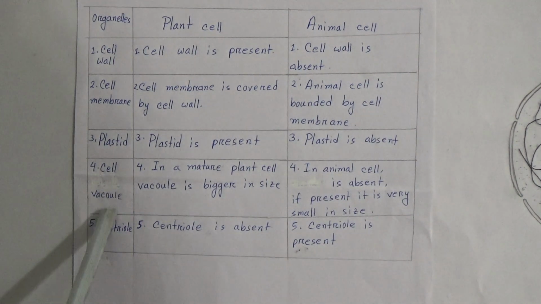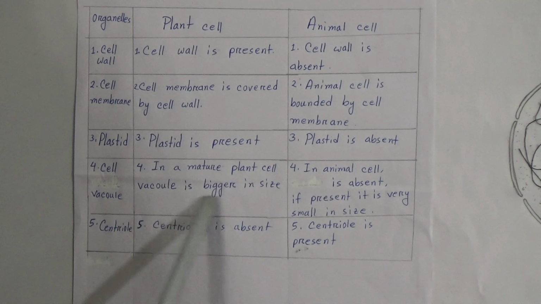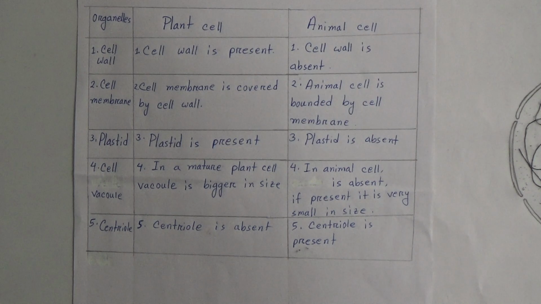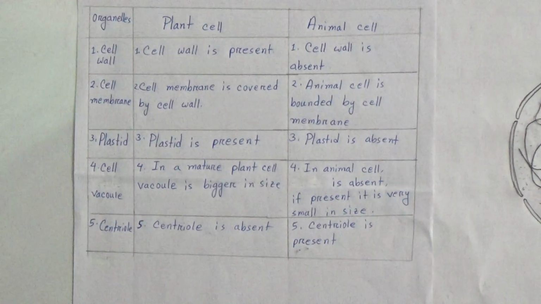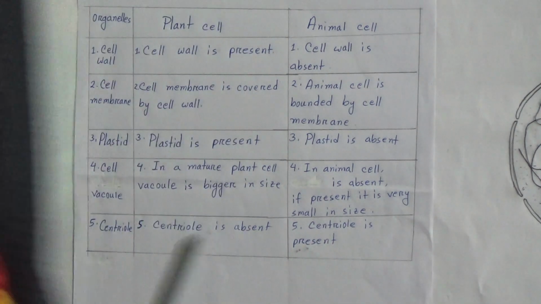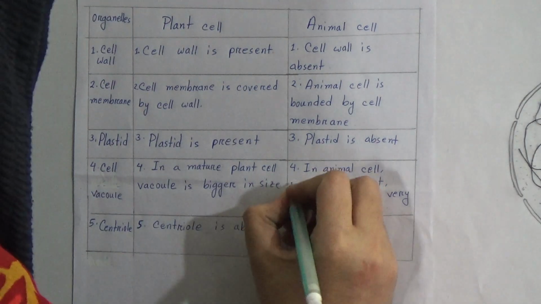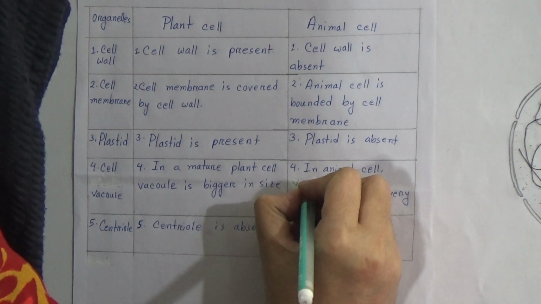Number 4, cell vacuole. In a mature plant cell, vacuole is bigger in size. And we can see in animal cell, vacuole is absent. If present, it is very small in size. Look at here, this will be vacuole.